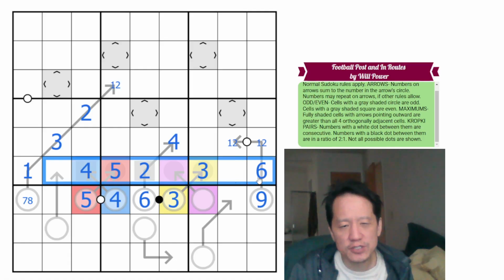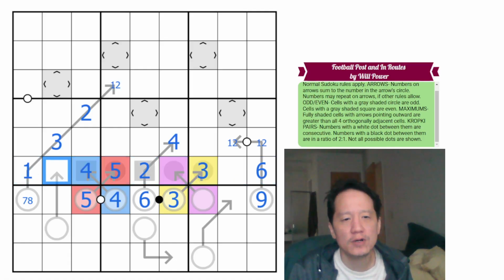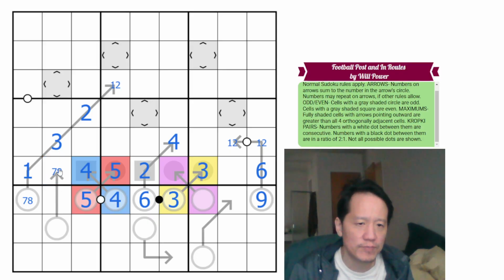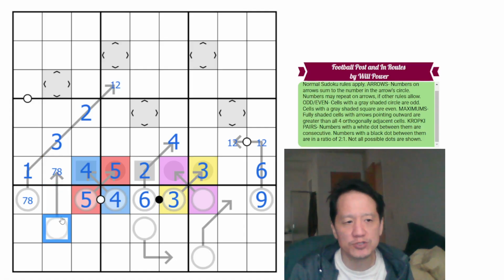The remaining digits here in row 6, well, this has to be 7 or 8. It cannot be 9, because if this were 9, that plus another number does not add up to a digit, right? 9 plus 1 at minimum would equal 10, and that's not a digit. So this has to be 7 or 8.